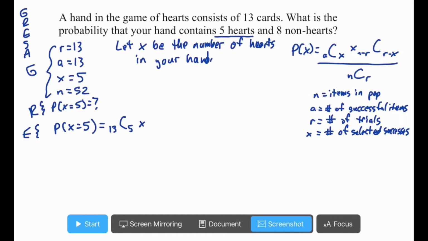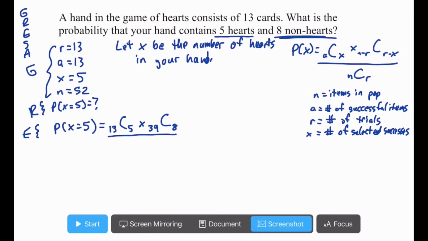Times how many non-heart cards are there in the deck? Or in other words, if our total population is 52, we've already considered the 13 hearts. How many non-hearts are left in the deck? 52 minus 13 is 39. Choose, and we want to choose a total of 13 cards. We've already chosen 5, so we need to deal with our 8 non-heart cards now.